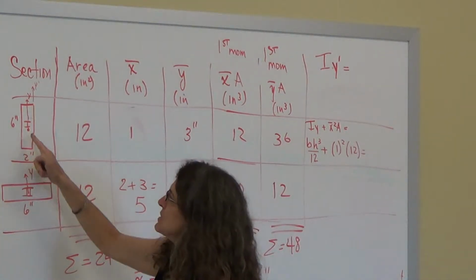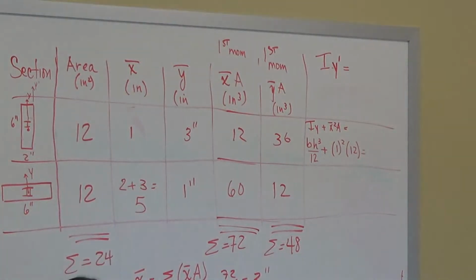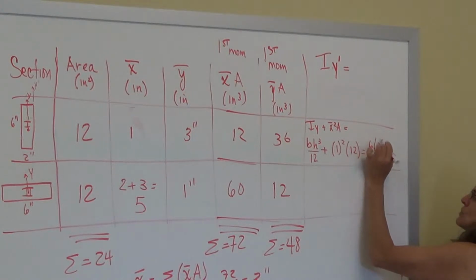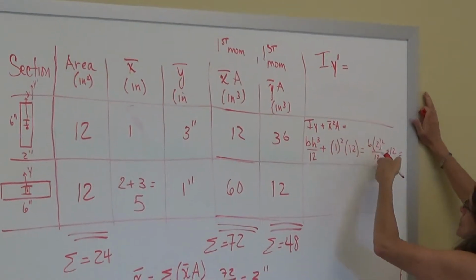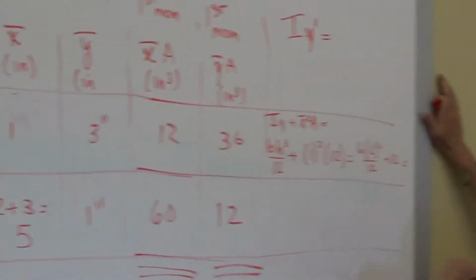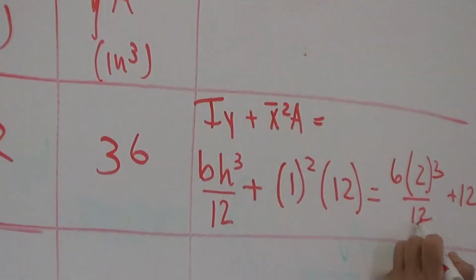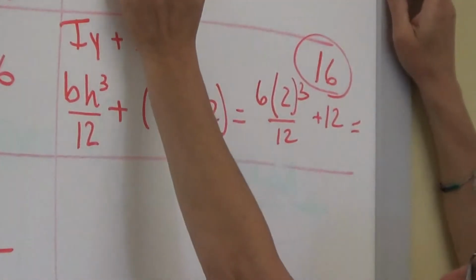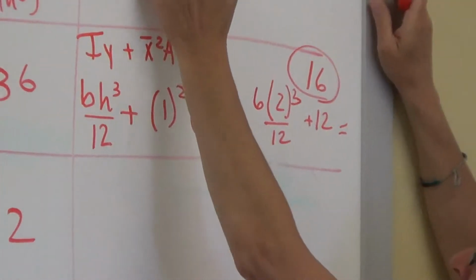If y bar is in this direction, what is my base? 6. 6 times 2 squared over 12 plus 12. And what's that come out to be? 2 cubed. Oh, yeah, 8. Oh, cubed, right. So that's 8. 8 times 6, 48. 4, 16. And what units is it? That's the parallel axis. Inches to the 4.